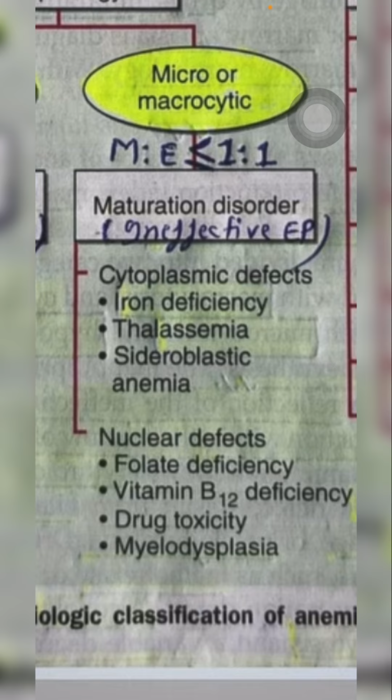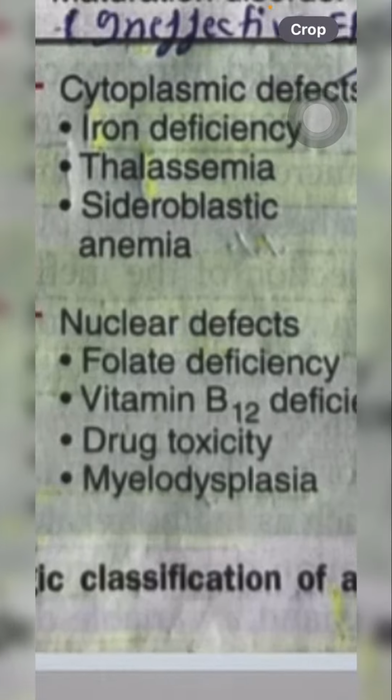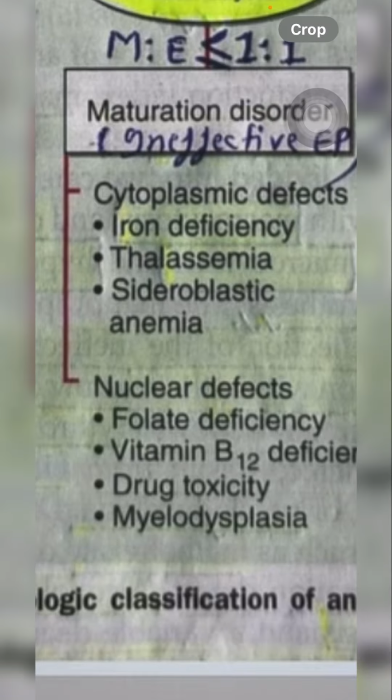So bone marrow is working normally, but there is a maturation defect in the different stages of production of RBC. So here it is because of ineffective erythropoiesis that is resulting either from cytoplasmic defects or nuclear defects. The etiology that results in cytoplasmic defects is iron deficiency anemia, thalassemias and sideroblastic anemia.